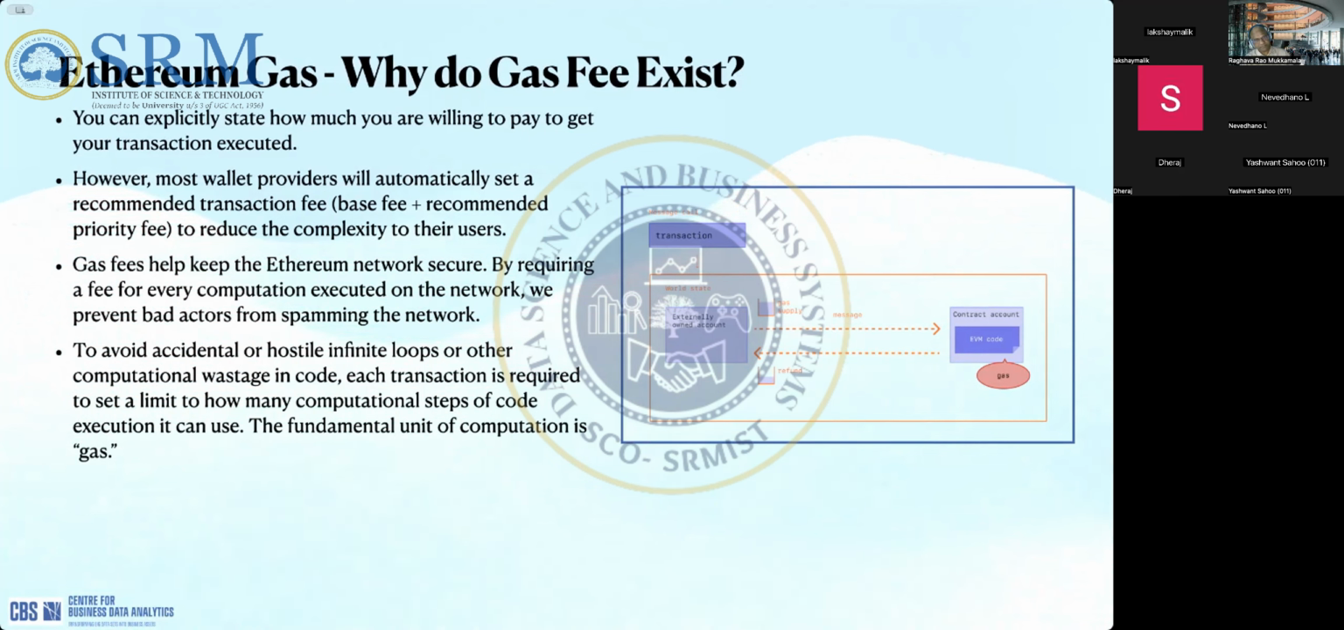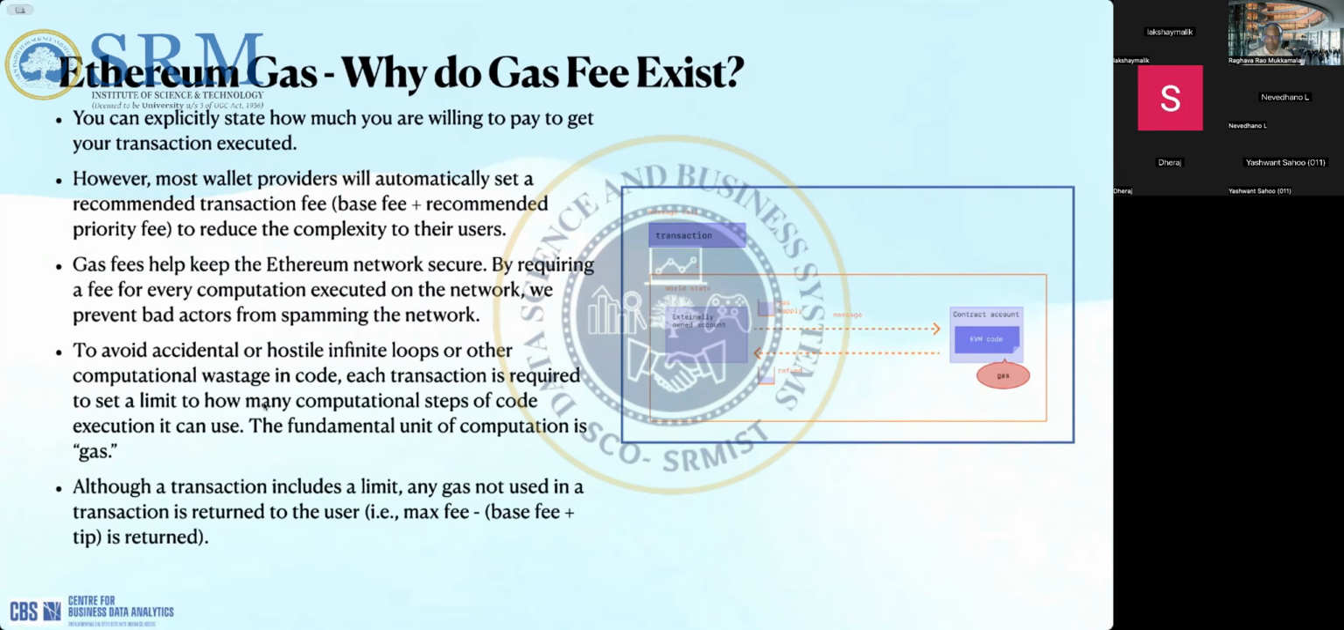Then you have the possibility of malicious attacks, or you can say poisoning attacks, to poison the network and waste the resources of the network. To fight against them, you have this gas mechanism, right? So how does this gas mechanism work? You specify the max fee you are willing to pay for the transaction.